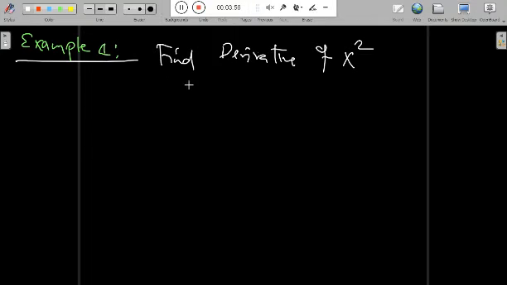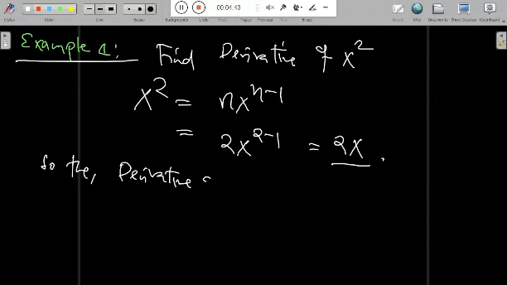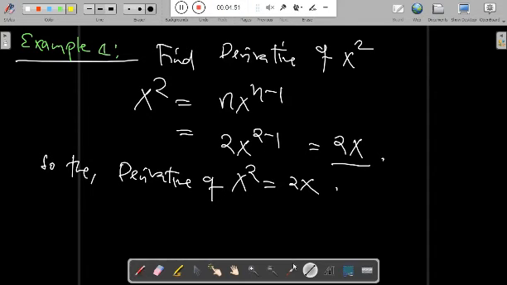Let's look at an example. Find the derivative of x raised to the power of 2. Solution. We apply the principle of derivative, n x raised to n minus 1. So we take 2 times x, then 2 minus 1 as the power. The answer will be 2x. So the derivative of x squared is equal to 2x.